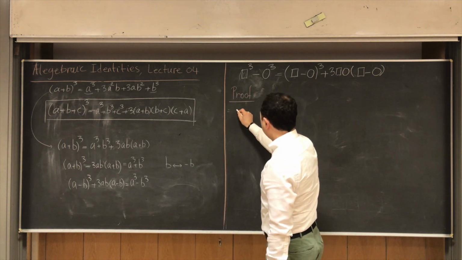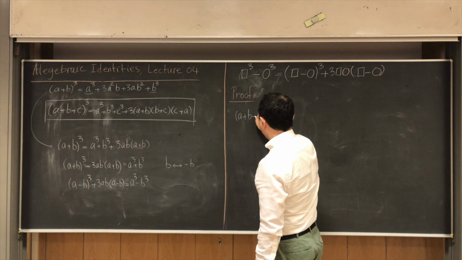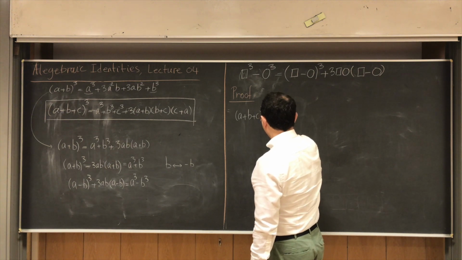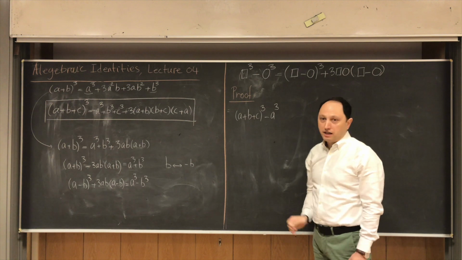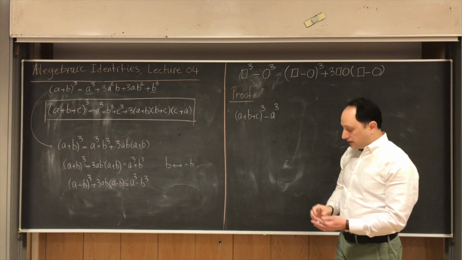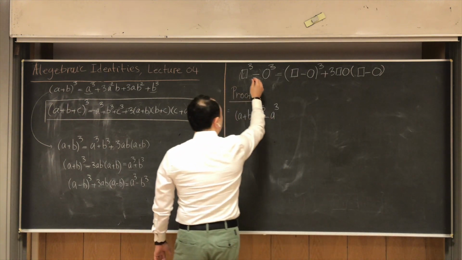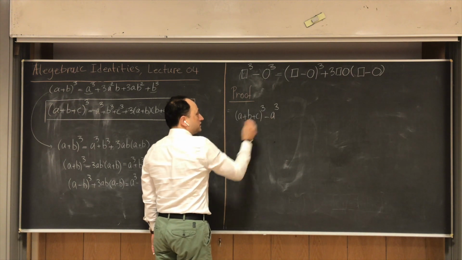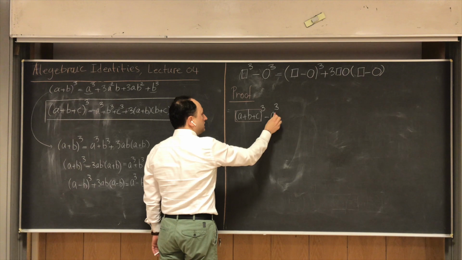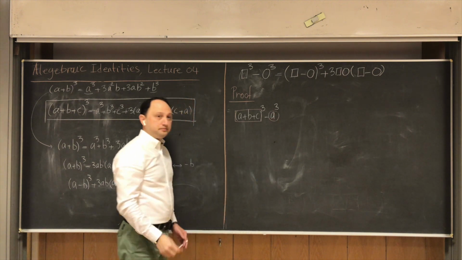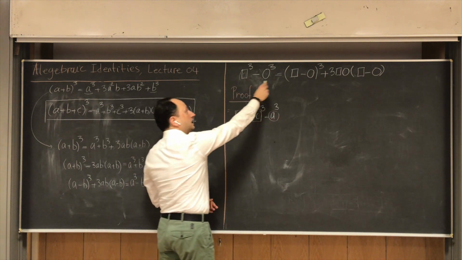I would consider this expression: (a plus b plus c) to the 3 minus a to the 3. Let us consider what happens if I want to calculate this. I want to use this to expand this. So let me take this one to be the box, and let me take this one to be the circle, and I want to use exactly this identity.